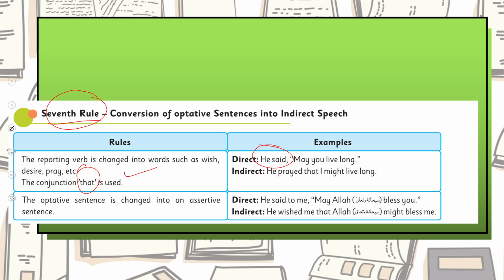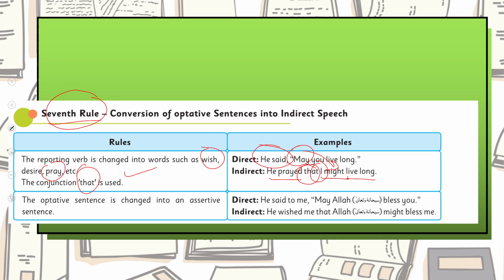He said, may you live long. Now, what is this? This is a wish, a prayer, a desire. This is a prayer that somebody is giving somebody. Now, you will convert the direct into indirect speech by saying, he prayed that I, because he's asking me, he's praying for me, I might live long. May becomes might, and then the rest of the sentence.